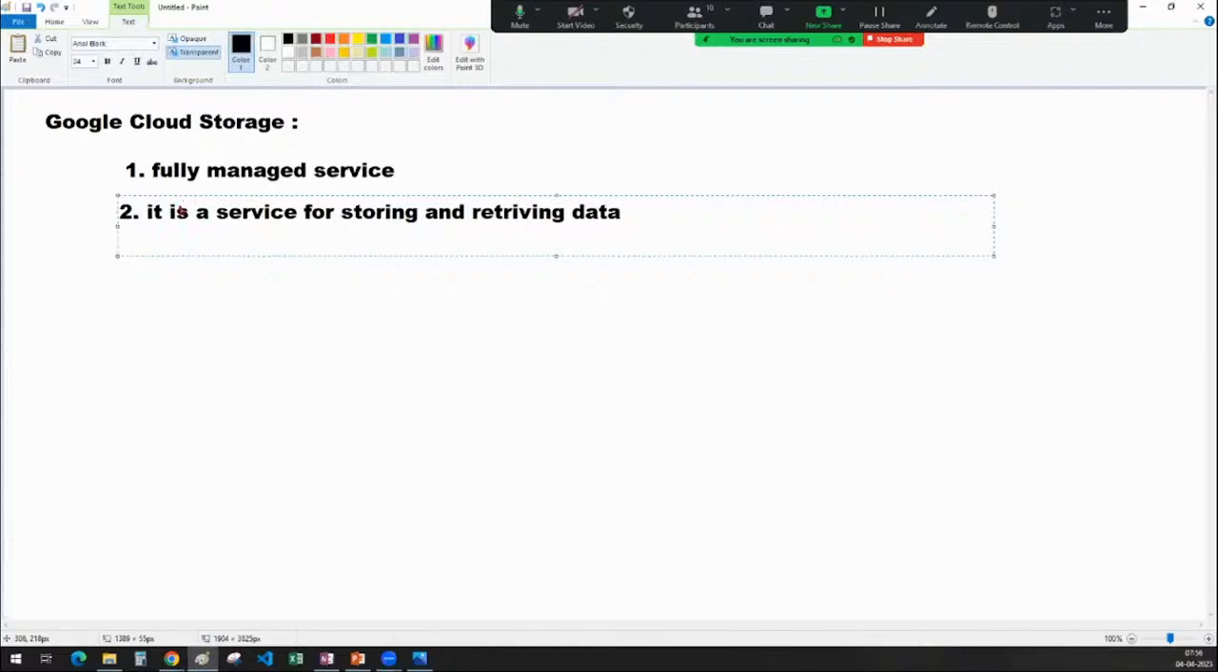Sir, what kind of data can I store here? Sir, what format of data can I store here? Sir, how many files can I store here?